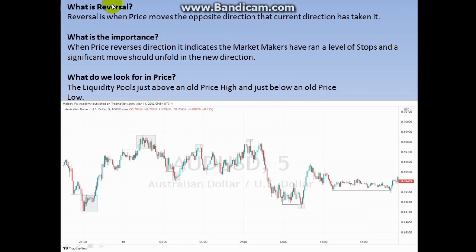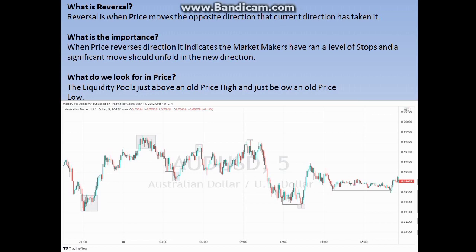Now we talked about reversal. Reversal is when price moves in the opposite direction that the current direction has taken it. Now what is the importance? When price reverses directions, it indicates the market makers have run a level of stops and a significant move should unfold in the new direction. So what do we look for in price? The liquidity pool just above an old high or just below an old low.